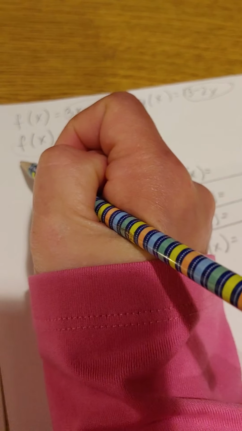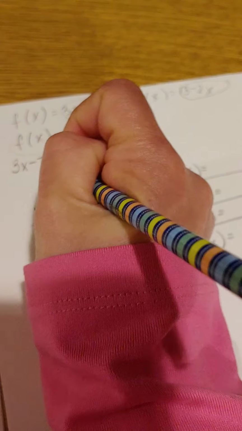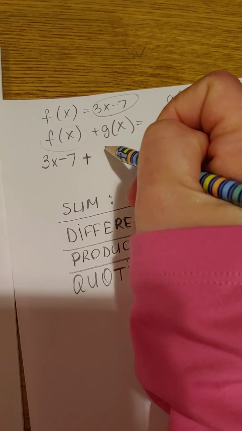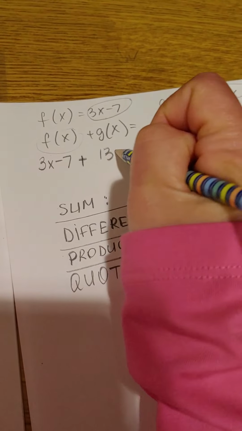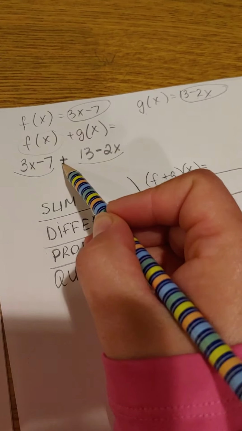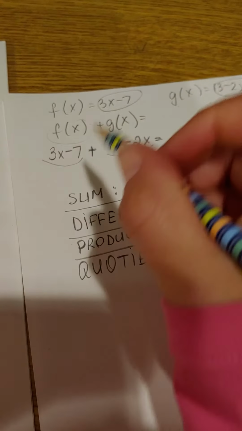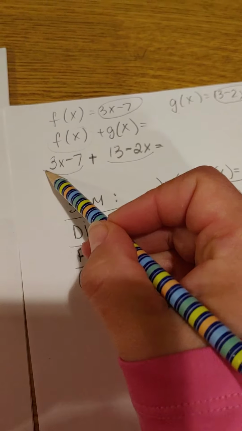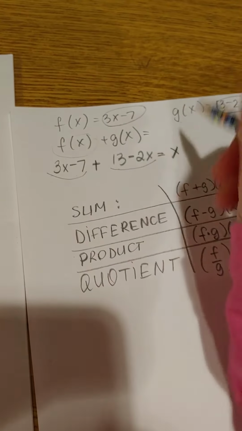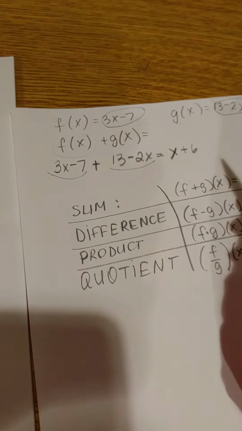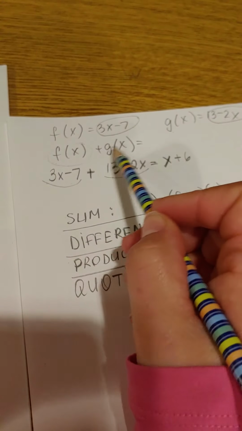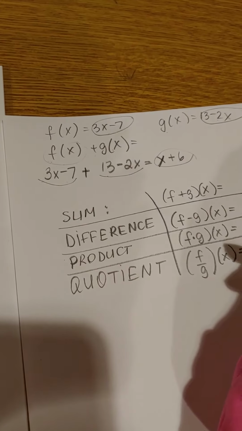So I'm going to say 3x minus 7, which is f of x, plus 13 minus 2x. So this is my f of x and this is my g of x, and I add them together. And all I have to do is combine the like terms. 3x minus 2x is x, and negative 7 plus 13 is positive 6. So this is my answer. Actually, f of x plus g of x equals x plus 6.